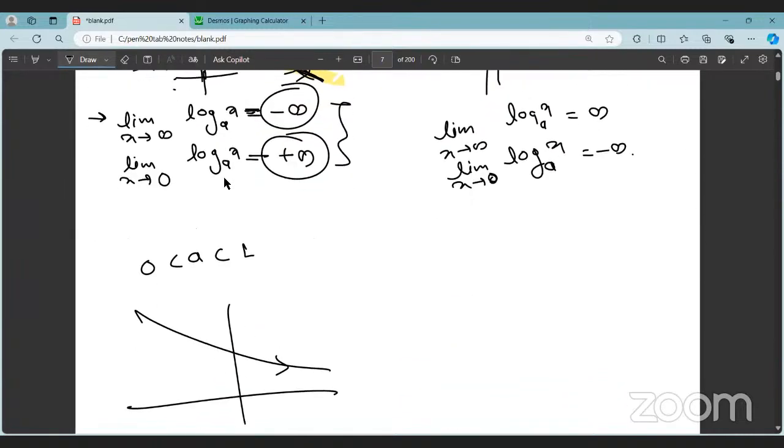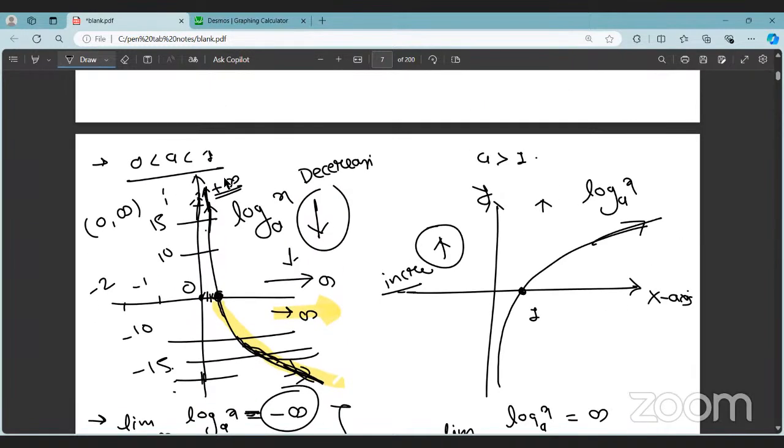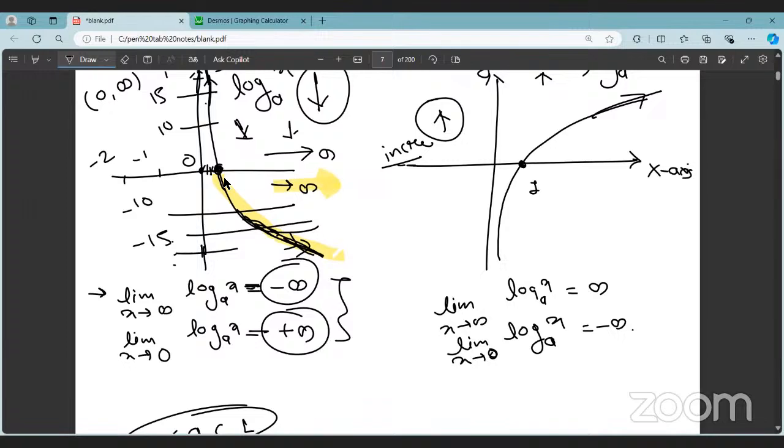See, in this case, our exponential function looks like this, right? It's also a decreasing function. And in this case, its inverse is also decreasing. Okay. So it's not a general case that if f is increasing, its inverse is decreasing. Okay.